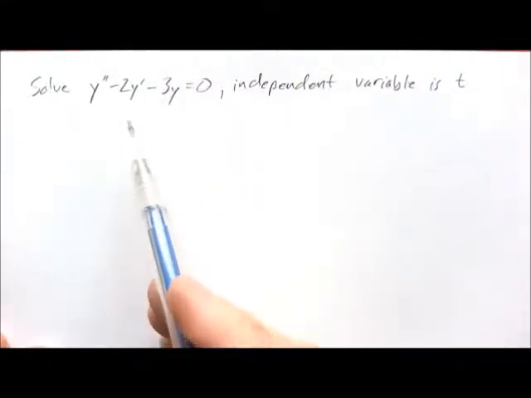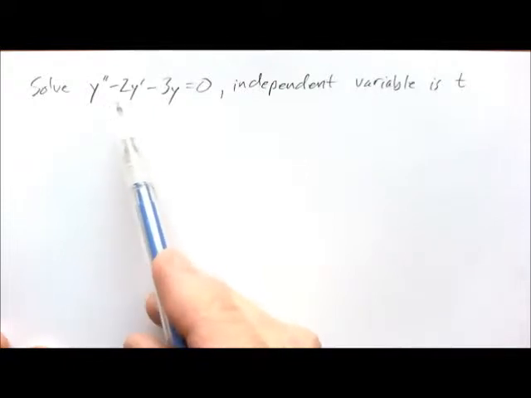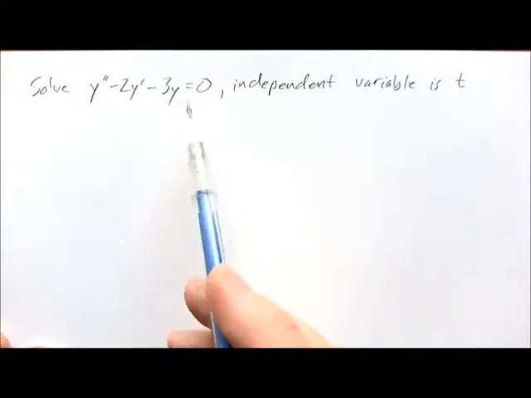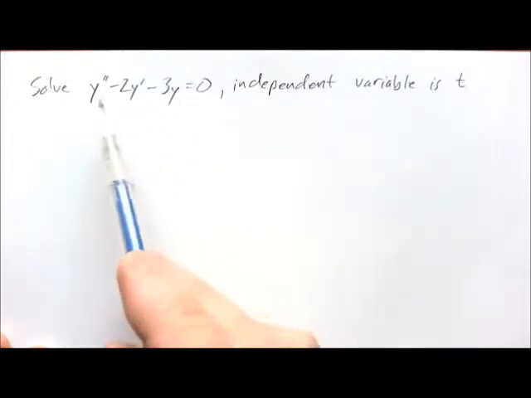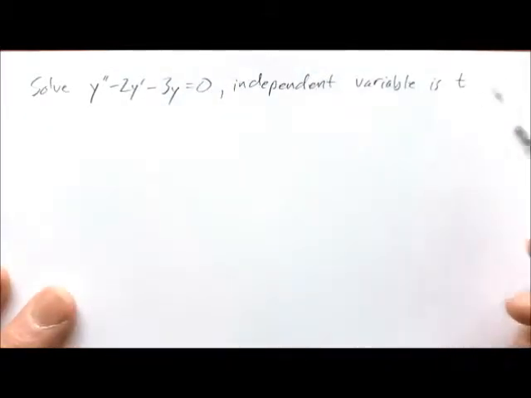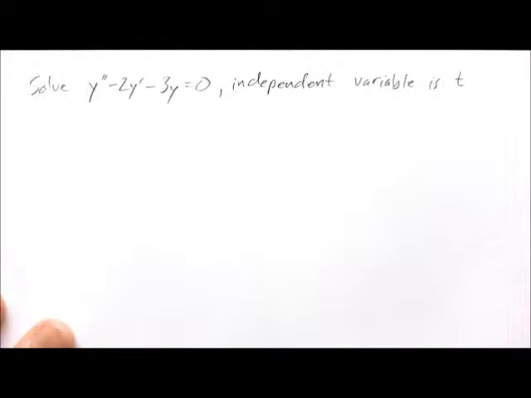Here we have a second order linear constant coefficient homogeneous differential equation. So second order linear constant coefficient, and homogeneous because we have a zero over here. Let's assume the independent variable is t. Our dependent variable, of course, is y. So what we're going to do is try to find a solution to this equation.